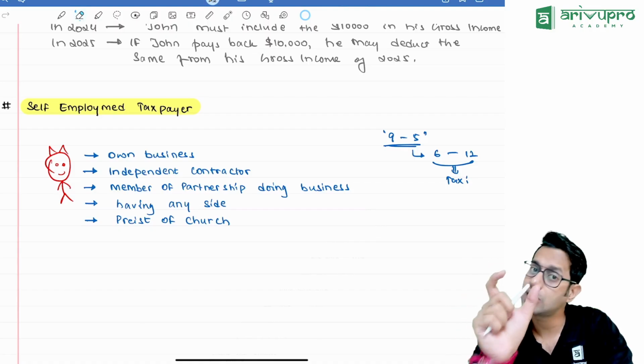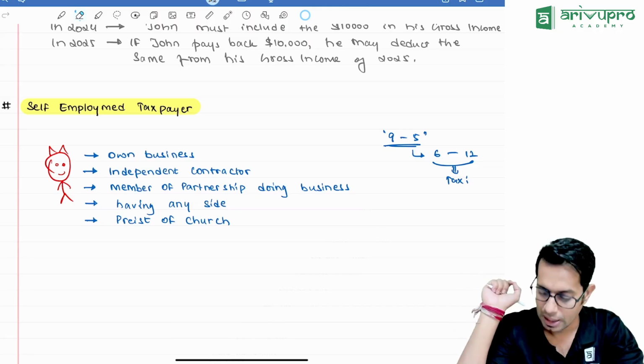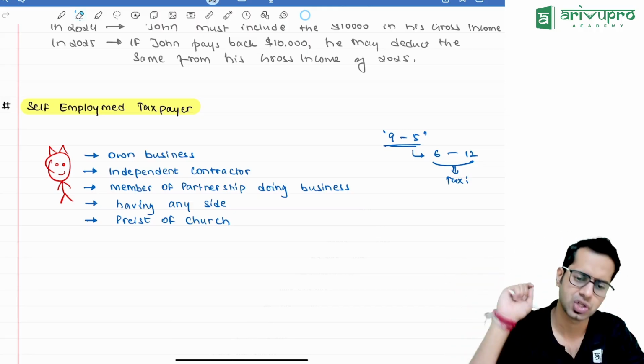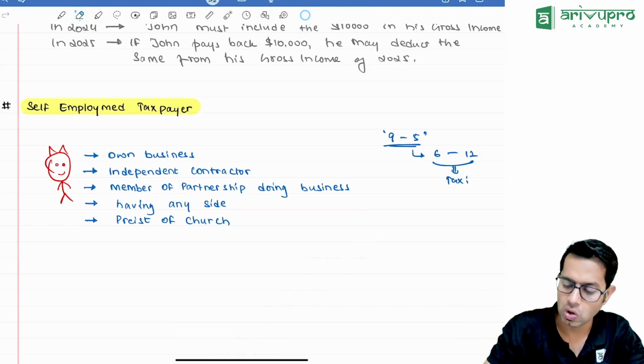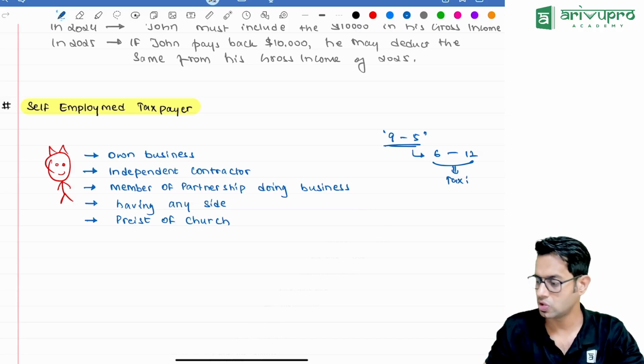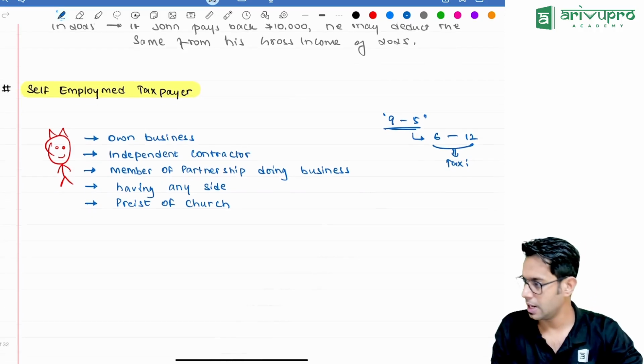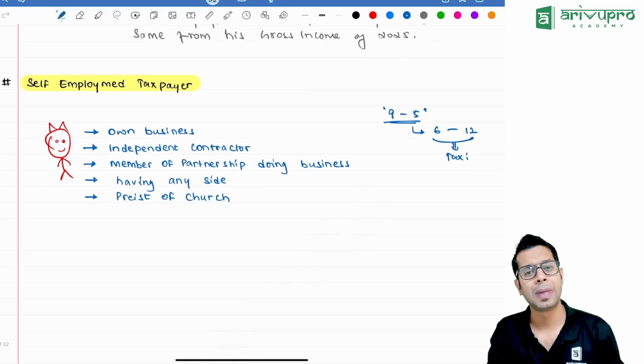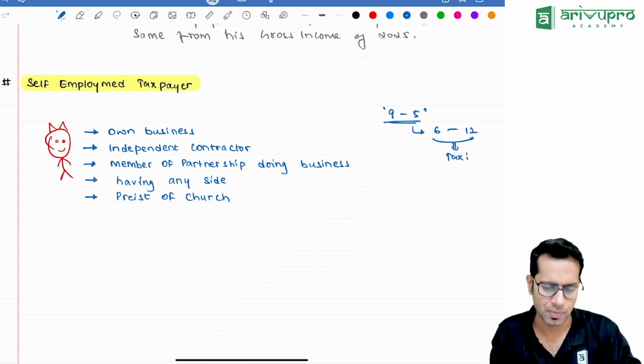Self-employed taxpayer for that portion only, side business portion only. Or you're a priest of any church. These people are called what? They are all called self-employed taxpayers. Is this point clear to you? Who is called a self-employed taxpayer? That person who is earning money on his own is called a self-employed taxpayer.